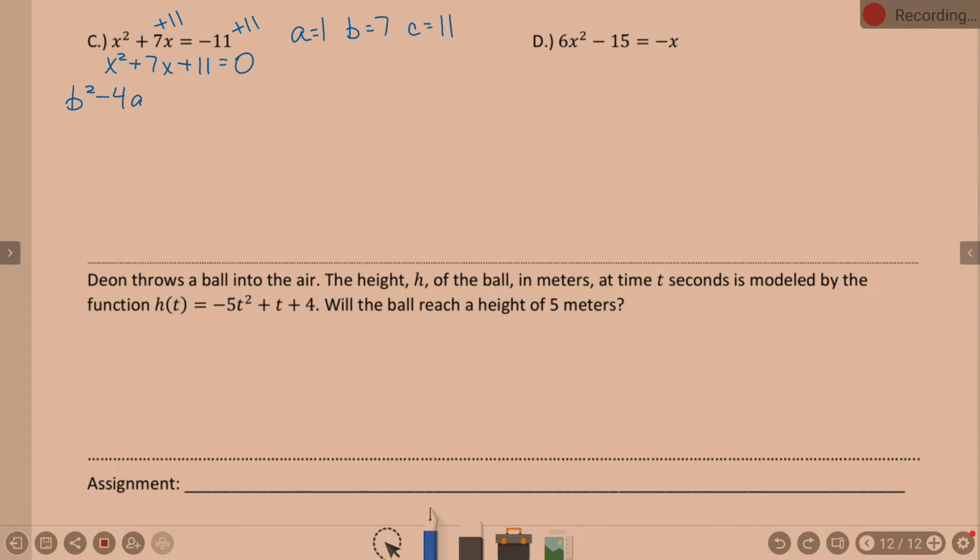Discriminant, B squared minus 4AC. So 7 squared minus 4 times 1 times 11. 7 squared is 49. 4 times 1 times 11 is 44. What is 49 minus 44? It is 5. What do we know about the number 5? It's positive.